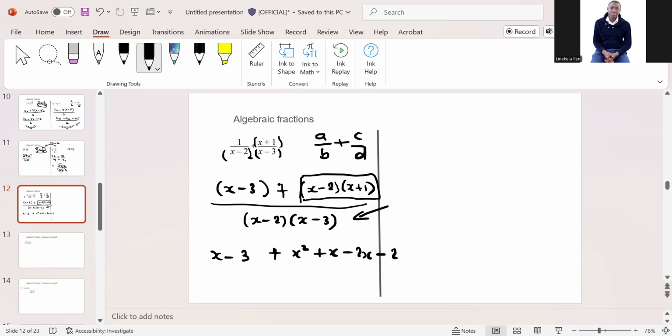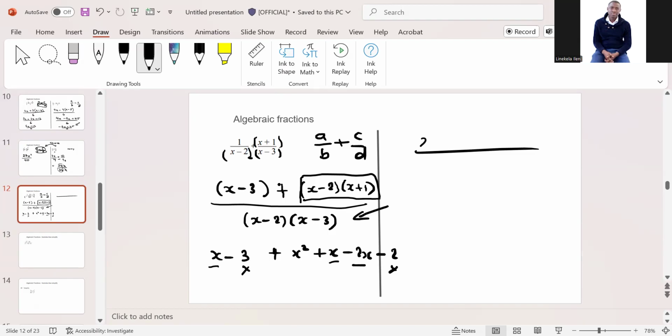So first, let's simplify this. See if there are any like terms. So this guy and that guy are like terms. And the value here and that value there are like terms. So with that said, we will probably then end up with the following.